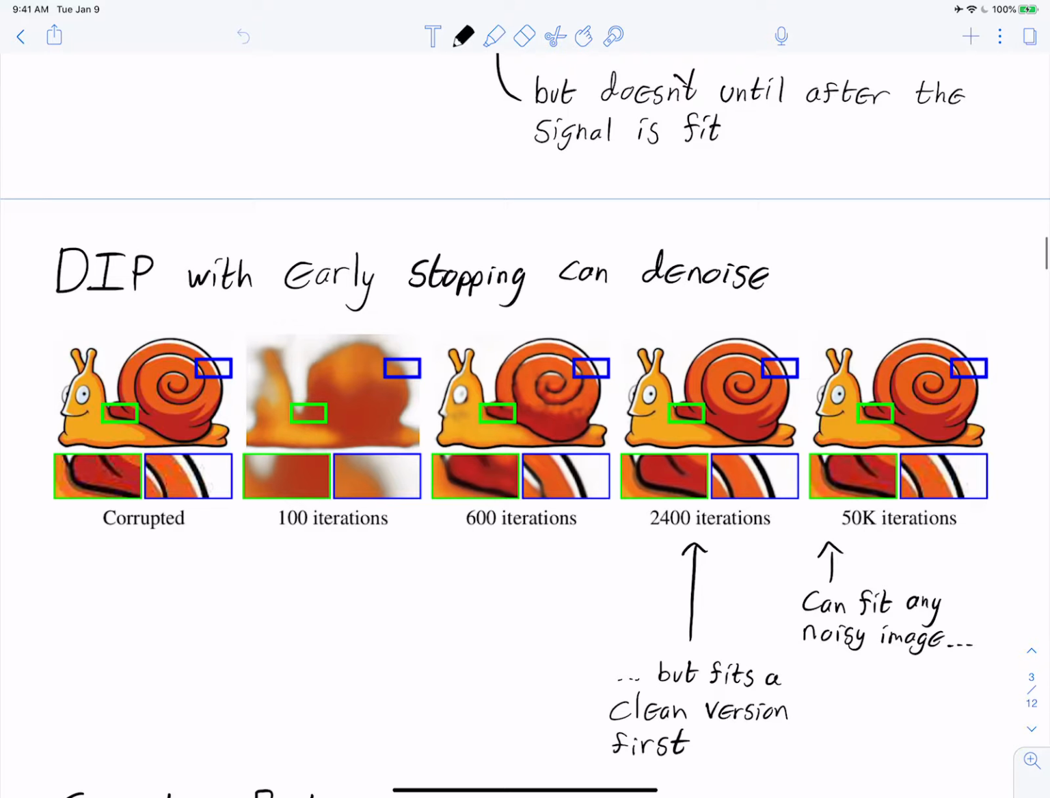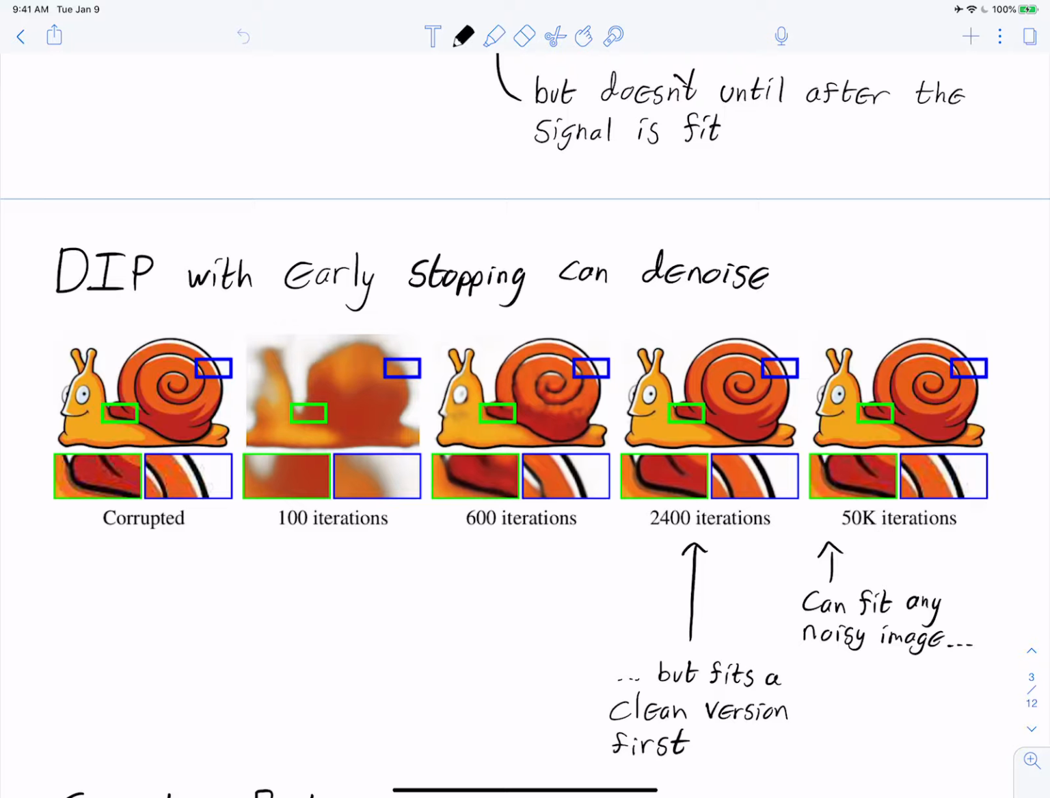And indeed, they see that this is the case. So they see the deep image prior with early stopping can denoise an image. What we're seeing here, the leftmost image is an image which has JPEG artifacts. If you zoom in close enough to this image, you can see these sort of blobs that appear that are not part of the intention of the image. Then each frame shows the output of the estimated model at various number of iterations.